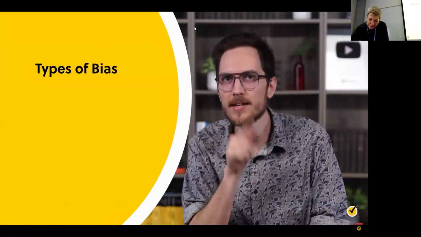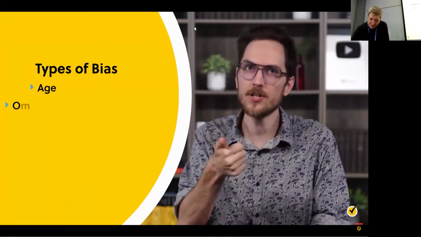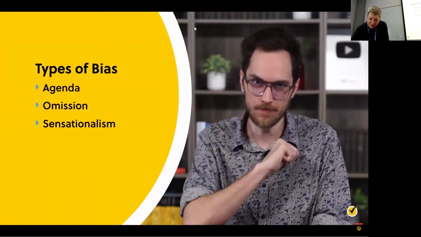Bias happens when someone's opinions change the way they present facts. They might bend the truth to make something look better or worse based on their own feelings. Biased portrayals are typically unfair, and they don't give a complete understanding of the topic. Now let's talk about a few common types of bias that you may encounter when looking for sources. Agenda, omission, and sensationalism. An agenda is the underlying motives or intentions of a person or group.